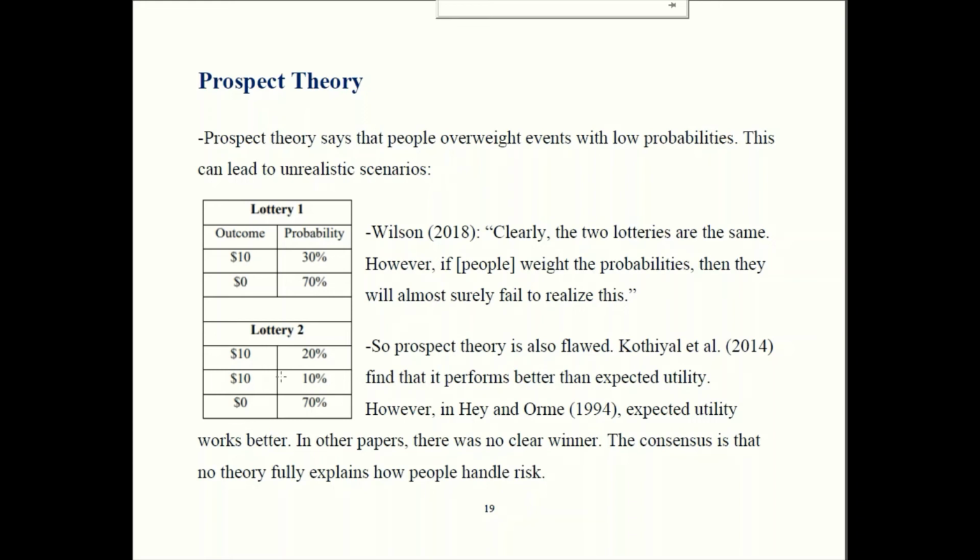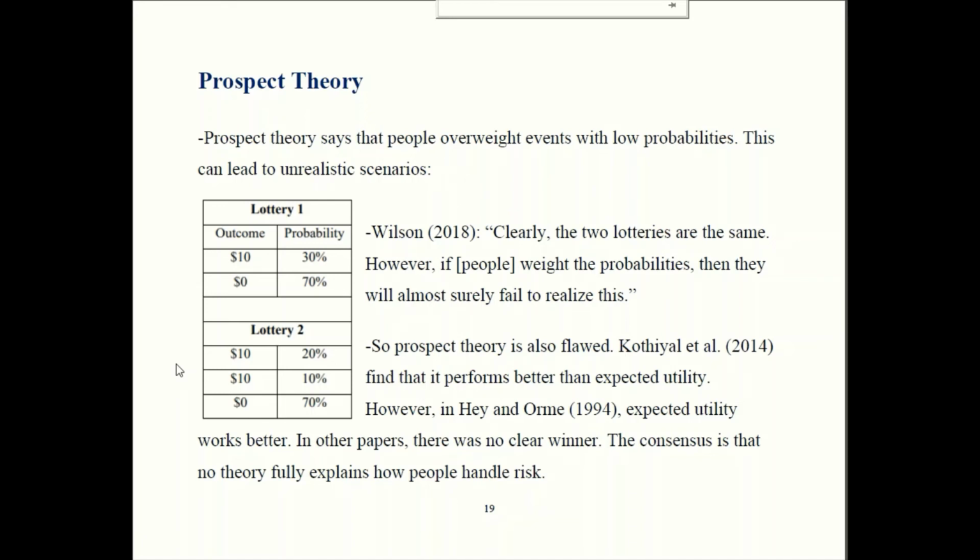So either way over here, you're still getting $10 with probability 30%. I just broke it out into two categories here. So it's obvious to anyone that these two lotteries are the same thing. So you should be indifferent between them. Under prospect theory, though, that's not going to happen.